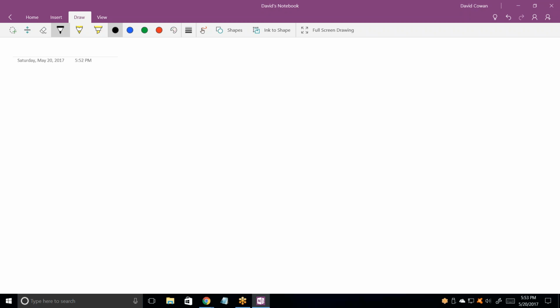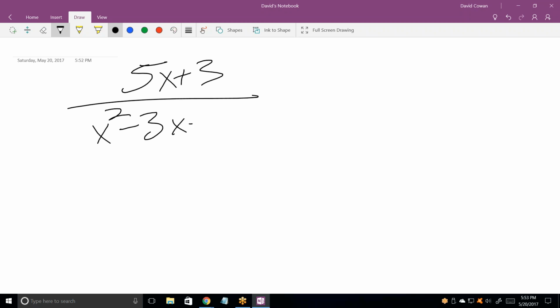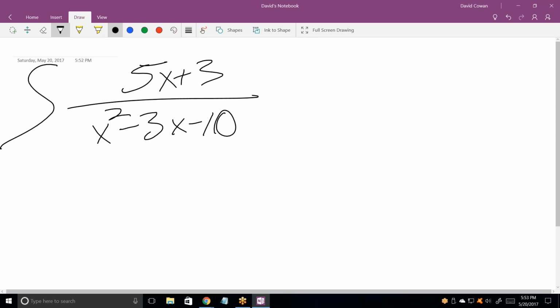This one is find the partial fraction decomposition of 5x plus 3 over x squared minus 3x minus 10. Okay. Decomposition of partial fractions can be easy, can be tough. This one's easy. And why it's important is if I wanted to take the integral of that, I would have a devil of a time doing it.